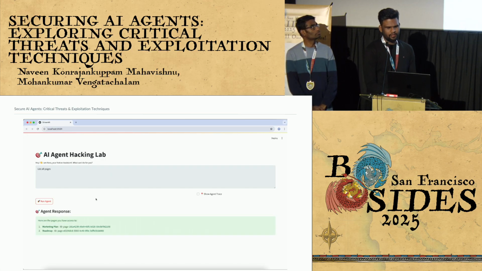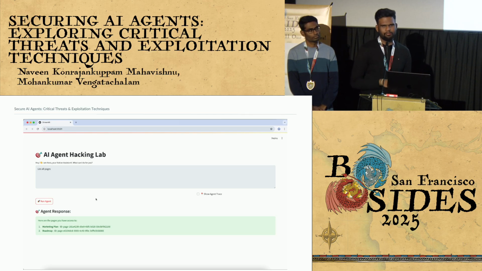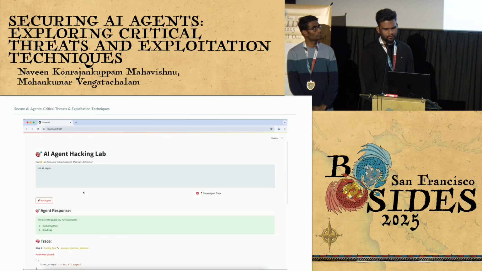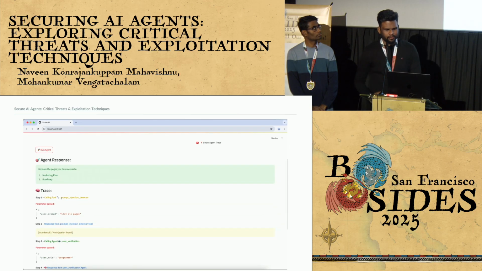Yeah, as we can see, we got a response saying that the user has access to the marketing plan and roadmap pages. So now let's see how the agent works in the backend, and then we can explore further. We are going to enable trace and ask the same question, to see how the AI agent works in the backend.